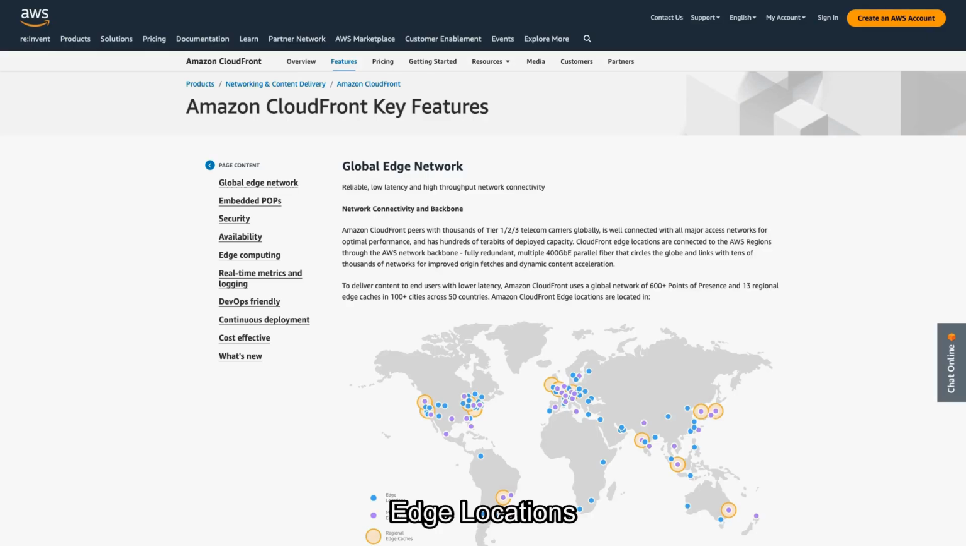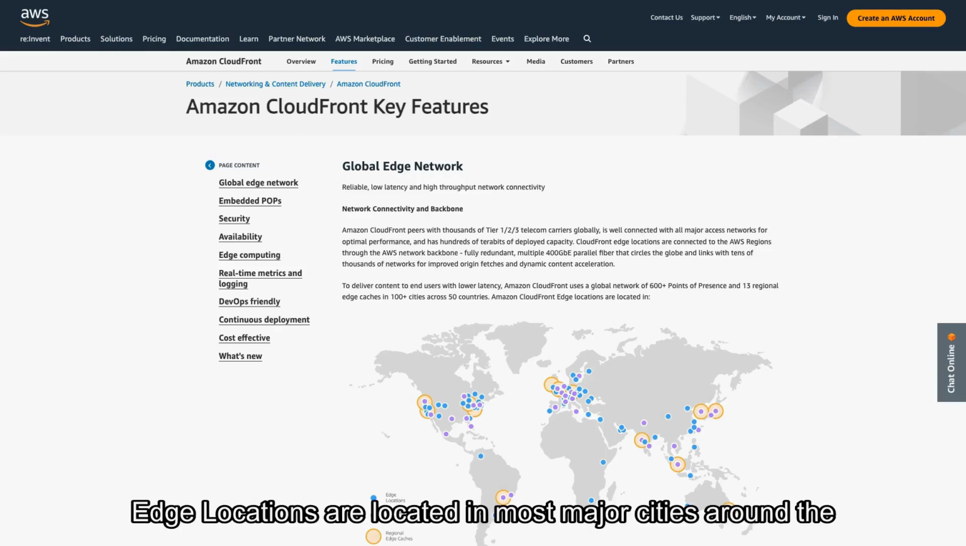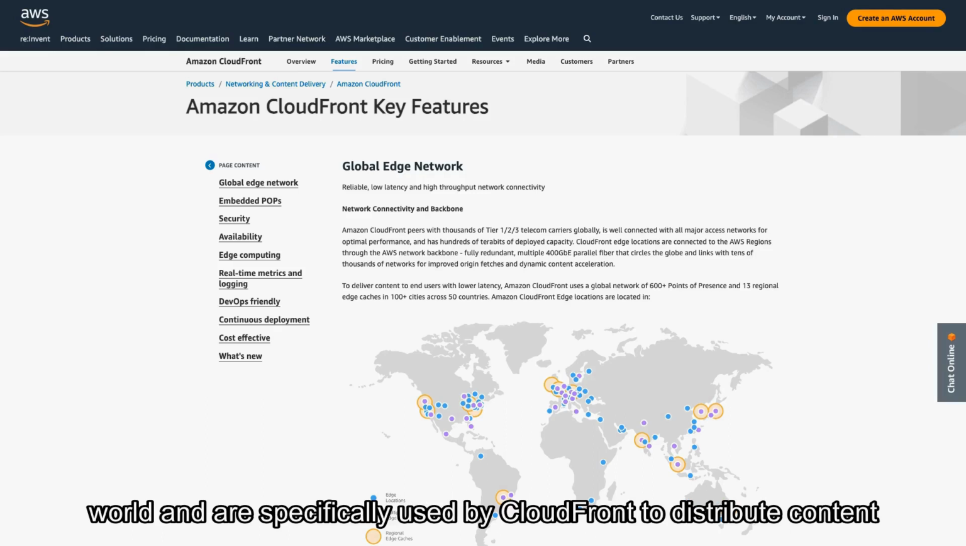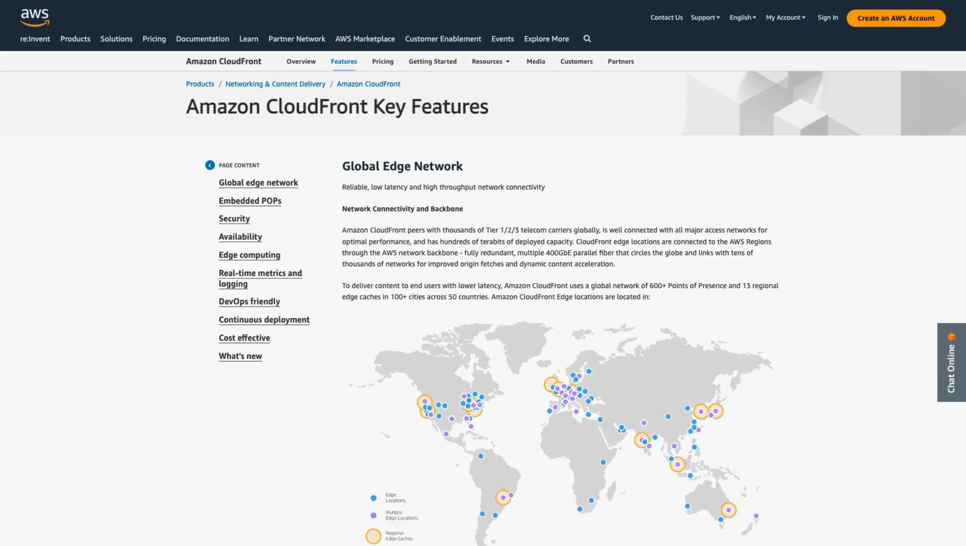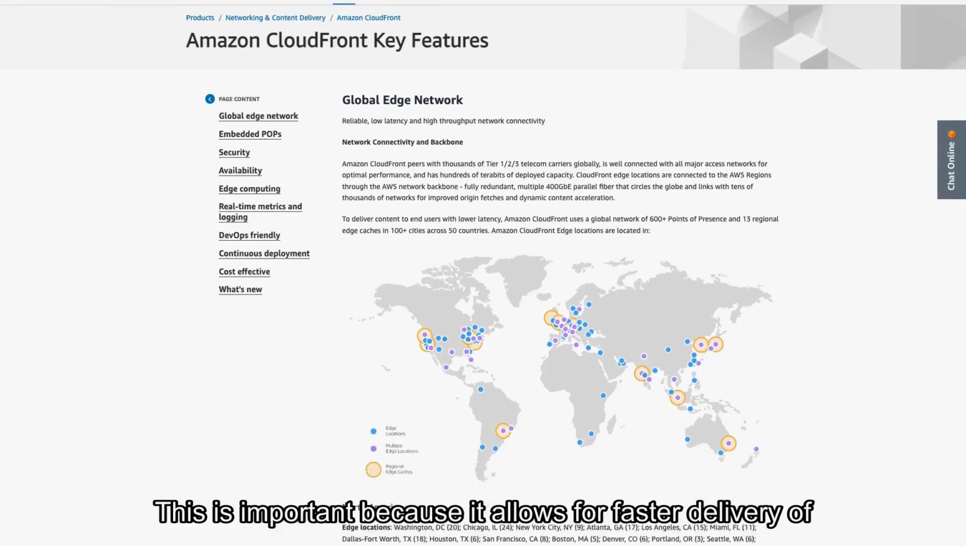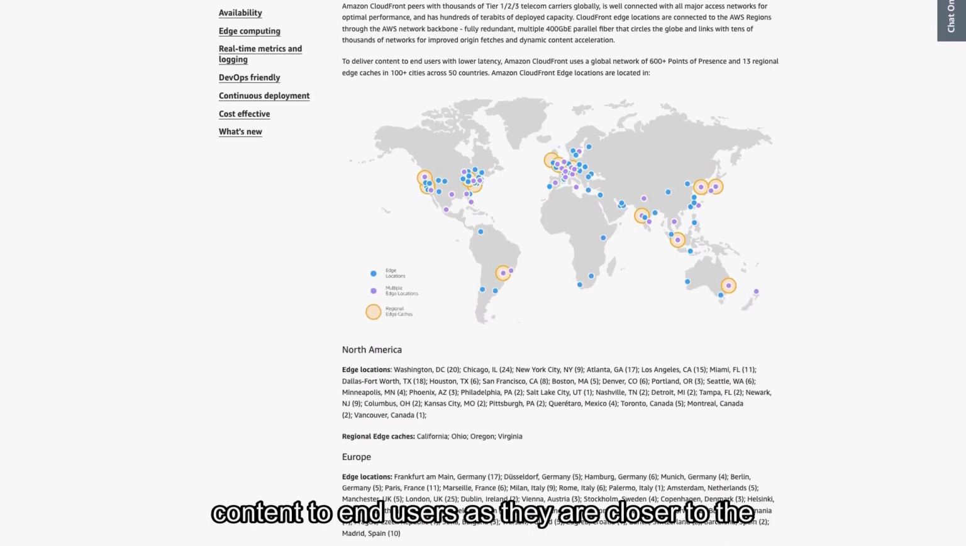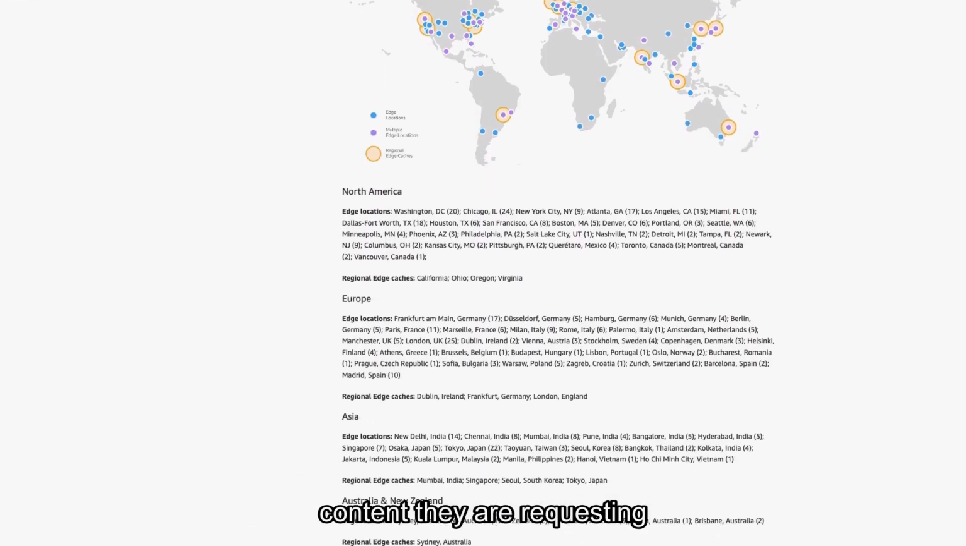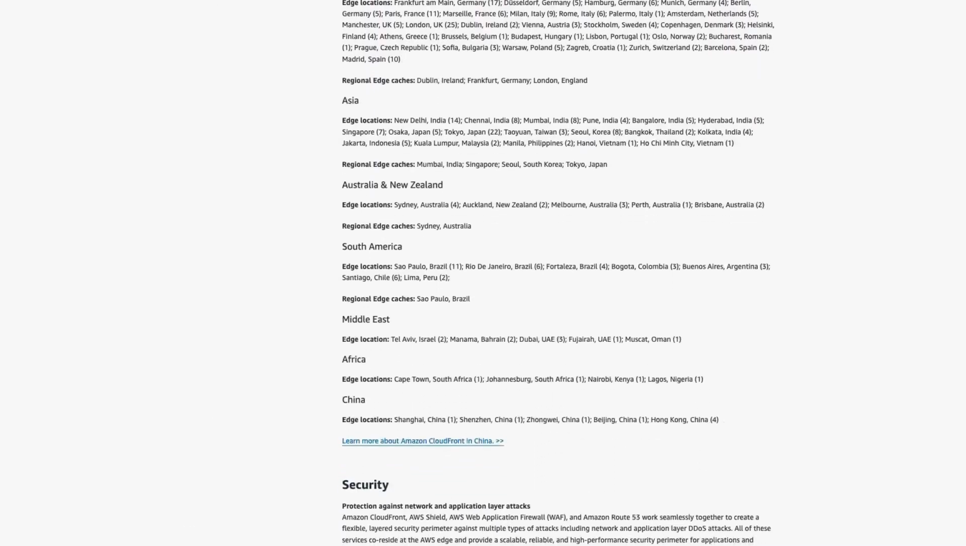Edge locations. Edge locations are located in most major cities around the world and are specifically used by CloudFront to distribute content to end users. This is important because it allows for faster delivery of content to end users as they are closer to the content they are requesting. It is a way to reduce latency and improve performance.